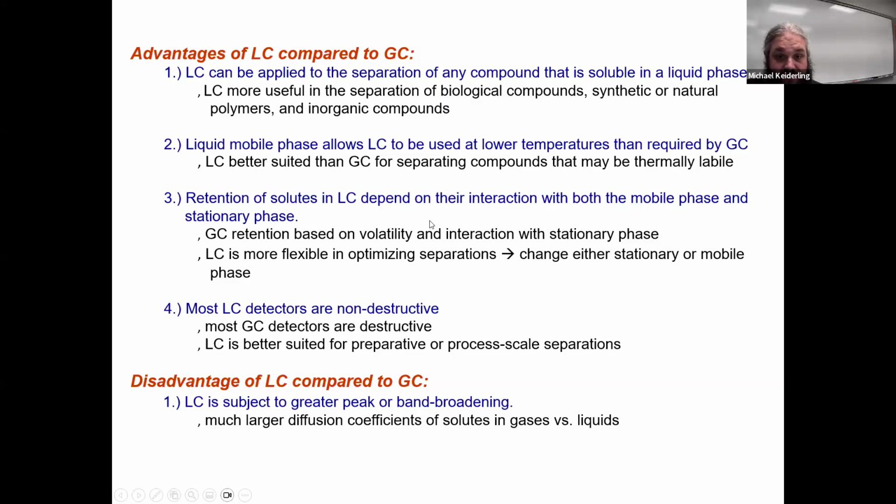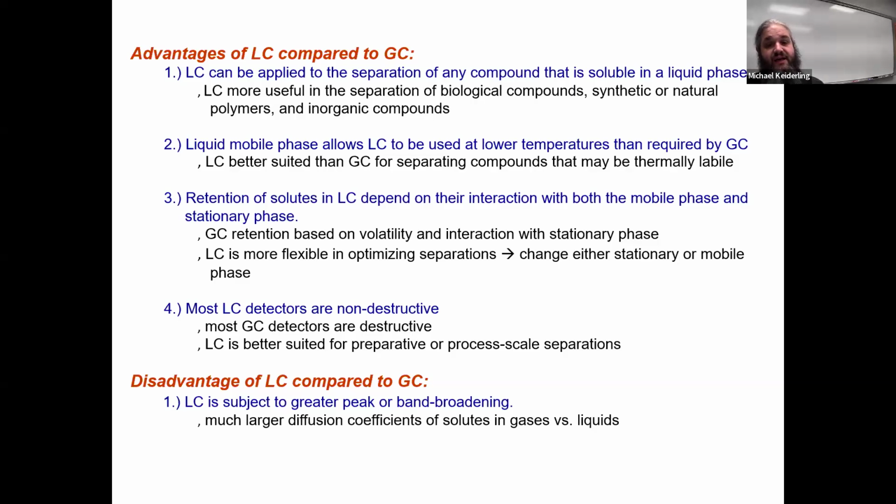The retention of solutes in liquid chromatography depends on their interaction with both the mobile phase and the stationary phase, while gas chromatography retention is based on volatility and interaction with the stationary phase. Liquid chromatography is more flexible in optimizing separations. You can change either the stationary or the mobile phase. Most liquid chromatography detectors are non-destructive, while most GC detectors are destructive. Liquid chromatography is better suited for preparative or process scale separations, when you're trying to separate out material for further steps in synthesis, for example.